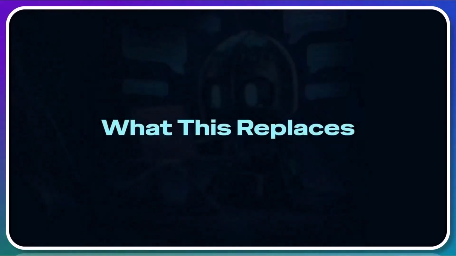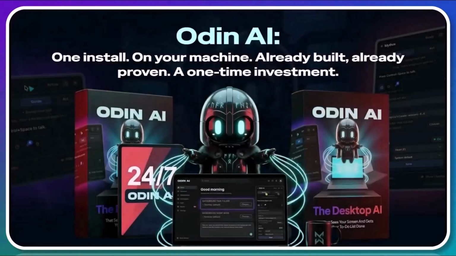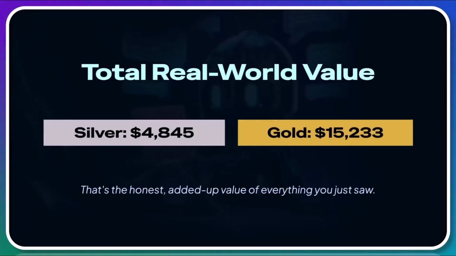And if you're wondering what this actually replaces, it replaces hiring a VA. It replaces hiring a team and managing it. It replaces separate SaaS subscriptions or even building your own automation from scratch, because Odin AI is one platform, one install, no subscriptions to juggle. It's already been built and is proven to work. Like I said, you just install it on your computer, could be PC, could be Mac, doesn't really matter. And you're able to have it work with you whenever you want, whenever you need, as your assistant. So again, we're looking at pretty impressive real world value. And that's the honest added value of everything that you just saw.